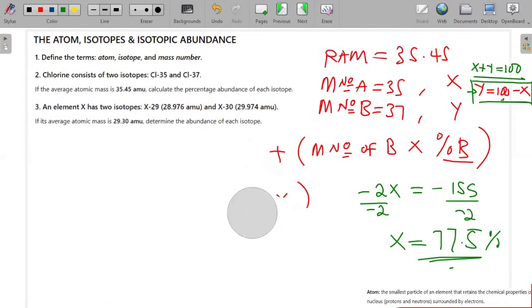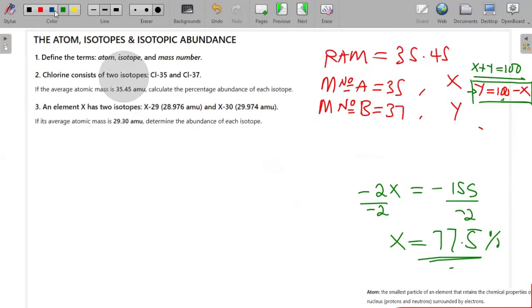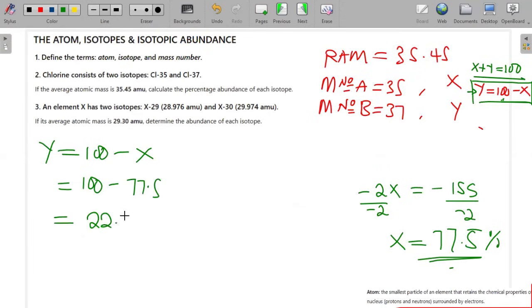For the Y, we're just going to use that equation that we made where we said Y is equal to 100 minus X. So this will be equal to 100 minus the X, which is 77.5. So this will just be equal to 100 minus 77.5. So that gives me 22.5%. Okay, so the Y is 22.5%.